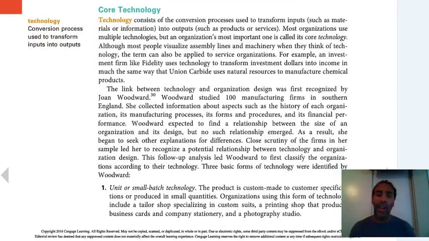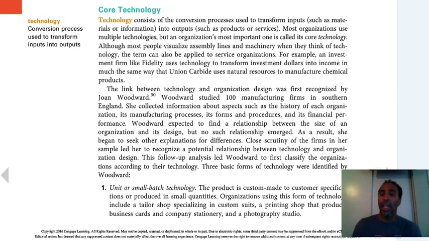Technology, right? So you hear the word technology all the time, but what does it truly mean? So, conversion process used to transform inputs into outputs, right? So I put something in the computer, in that Excel document, the output becomes the pivot table, right? Putting inputs and transforming them into outputs.